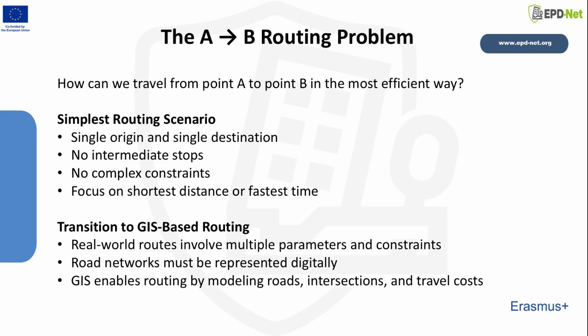At the core of route optimization lies a simple question: how can we travel from point A to point B in the most efficient way? This question represents the foundation of all routing problems, regardless of their complexity or scale. In its simplest form, the A to B routing scenario involves a single starting point and a single destination, with no intermediate stops and no complex constraints. The objective in this basic scenario is usually to find either the shortest route in terms of distance or the fastest route in terms of travel time.